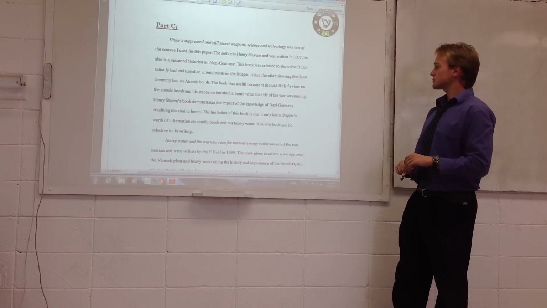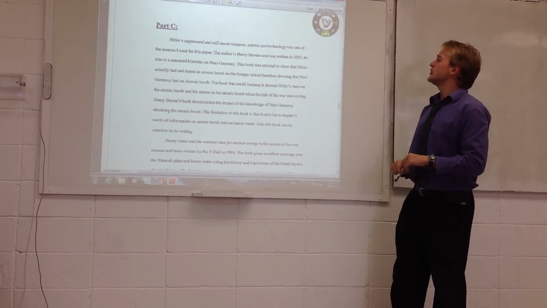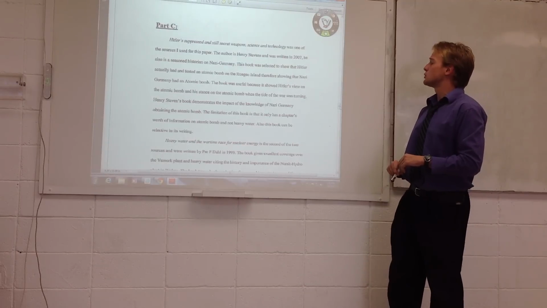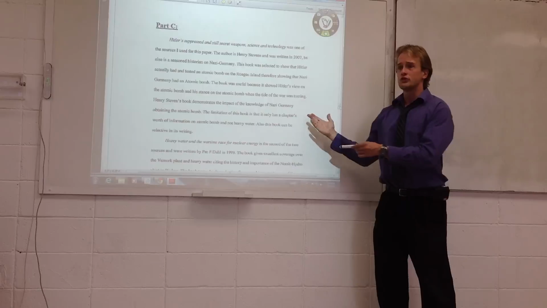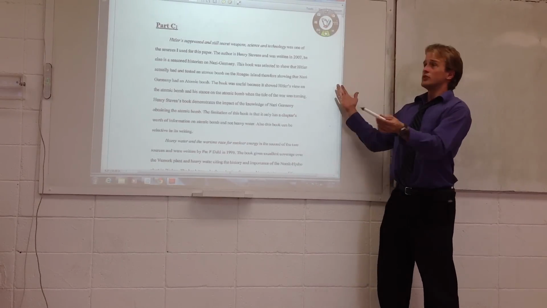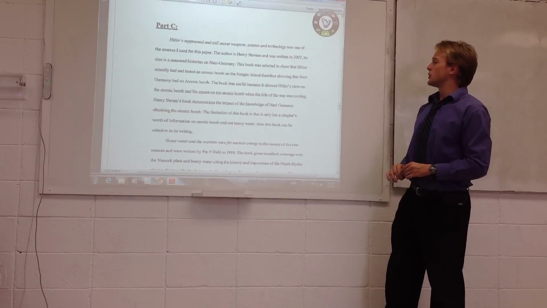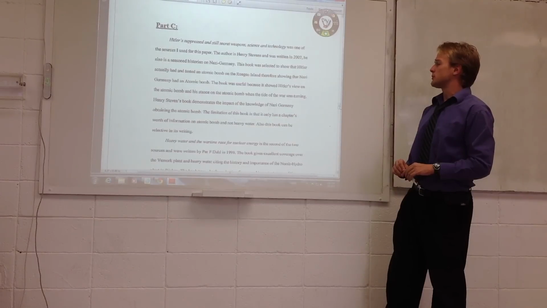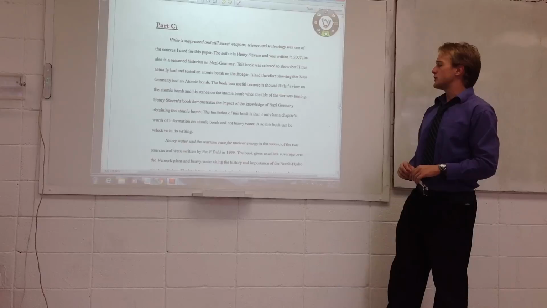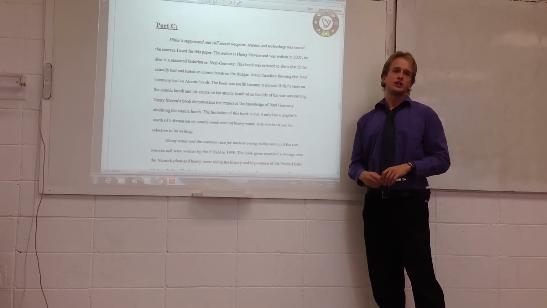Here's some examples. The book was useful because it showed Hitler's view on the atomic bomb and his stance on the atomic bomb when the tide of war was turning. Where's the proof? Where's the quote? How does it show it? We don't know, because they didn't tell us. Henry Stevens' book demonstrates the impact of knowledge of Nazi Germany obtaining the atomic bomb. The limitation of this book is that it only has a chapter's worth of information on atomic bomb and not heavy water. Also, this book can be selective in its writing. Oh, selective in its writing.